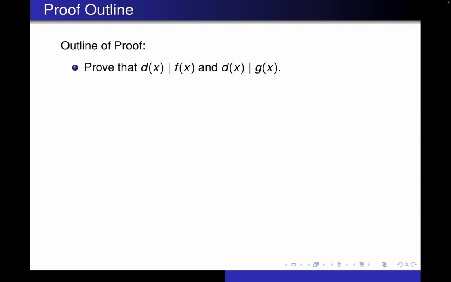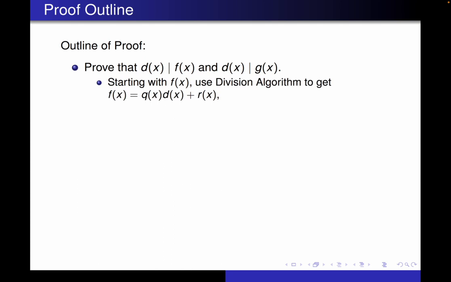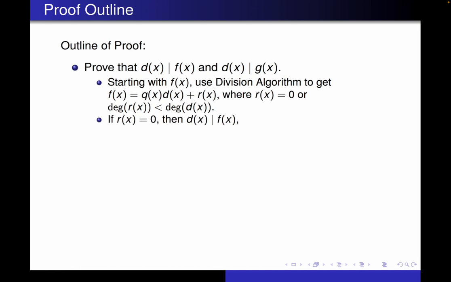All right, so here's what the outline of the proof is going to look like. We've got to prove that d of x divides f of x. We've got to prove that d of x divides g of x. It's going to look very similar as it did for integers. We're going to start with f of x, and we're going to use the division algorithm to get f of x equals q of x d of x plus r of x. We want to prove that d of x divides f of x. That means we want to prove that r of x, that remainder, is equal to 0. Now, we may not know it's equal to 0, but we know that if it isn't equal to 0, then the degree is less than the degree of d of x.